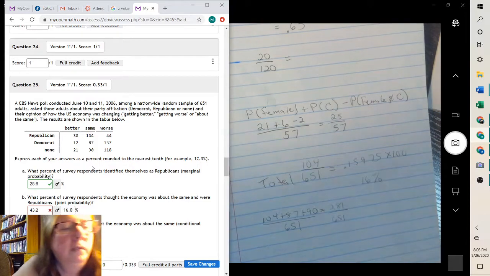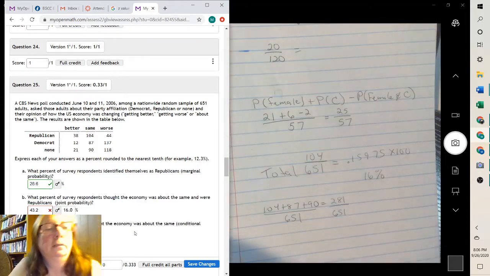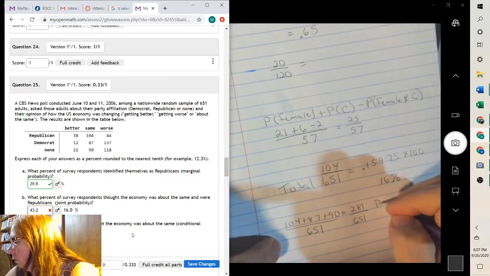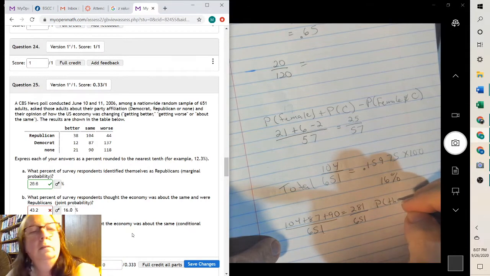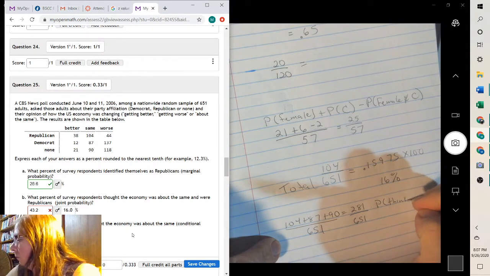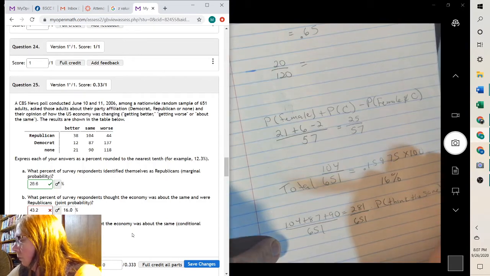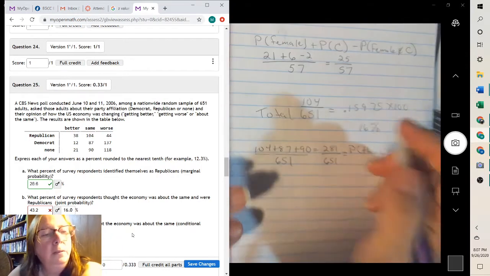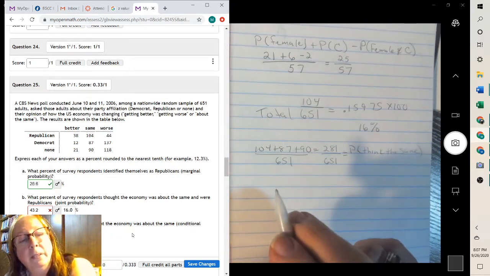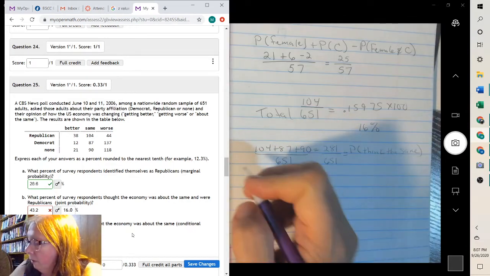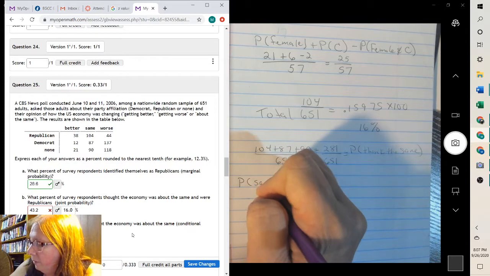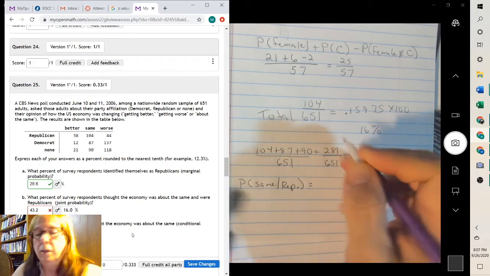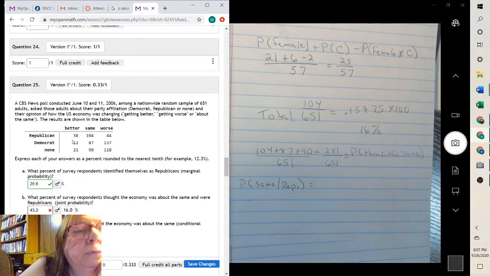I don't know if I divided. What percent? Oh, of Republicans. Okay, this is the total. So if one was chosen at random, the probability they think the same. But this one says the percent of Republicans that thought the economy is the same. So that's probability same given Republican. Which means we only use the Republicans row.